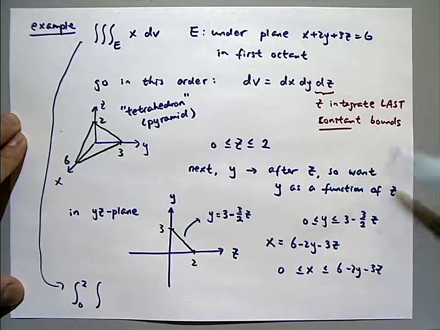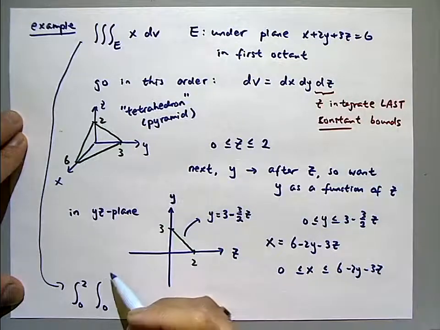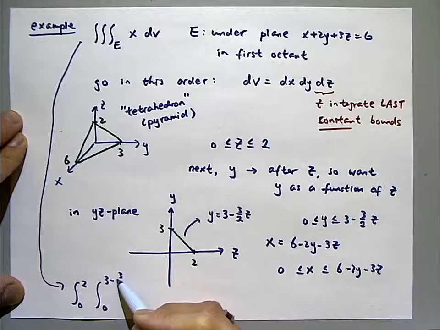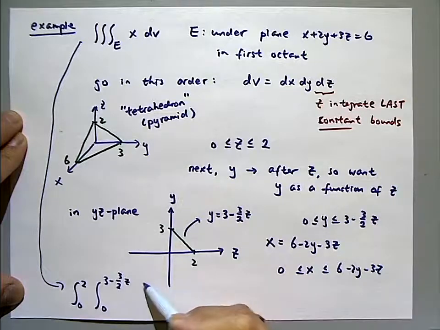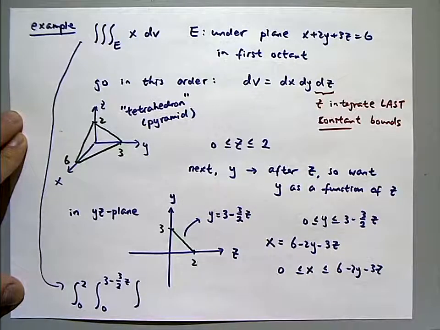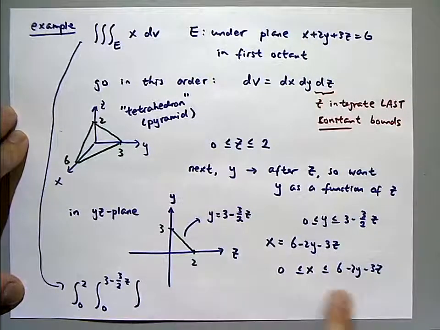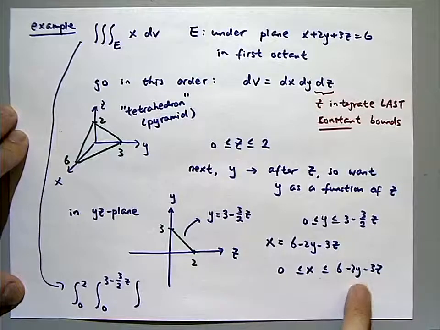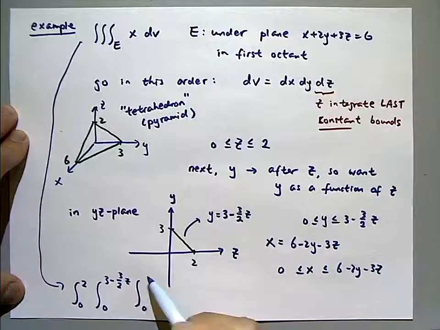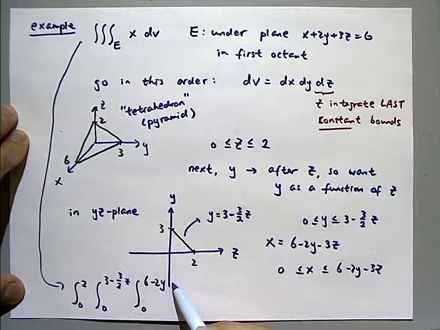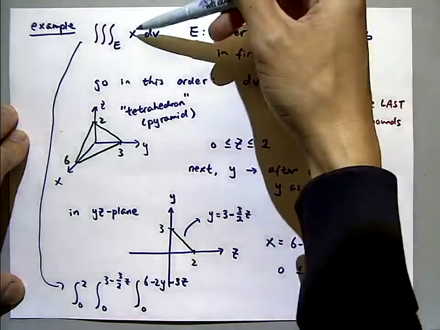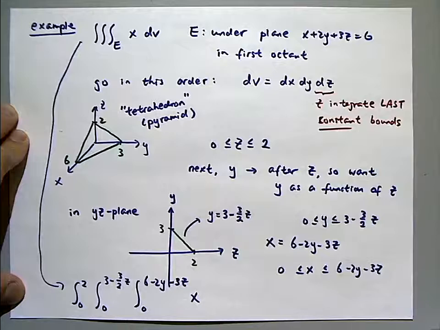Next is y. Y is between 0 and 3 minus 3 over 2 z. And then finally, the first integration that we do, but it's actually the last bound that we determined. It's the most complicated one. 0 to 6 minus 2y minus 3z. We're integrating x dV, and dV will be dx dy dz.